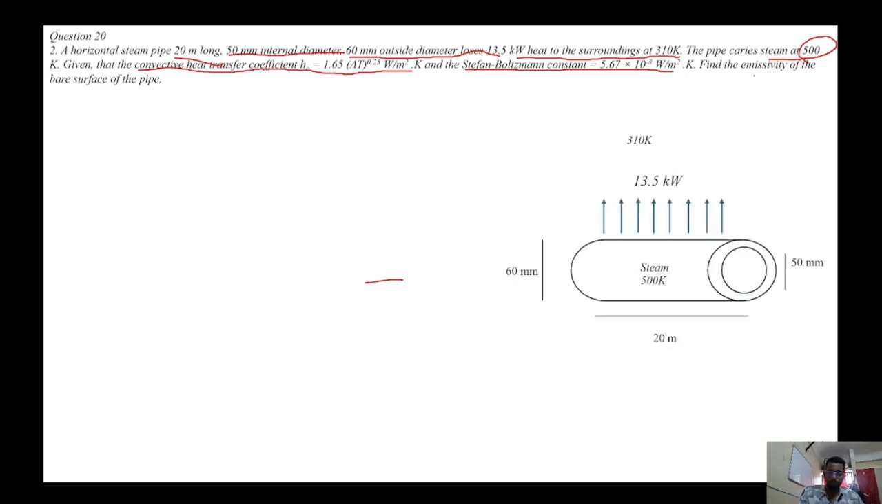Okay. So the very first thing, understand the question. Where is the cursor? Okay, yeah, right here.